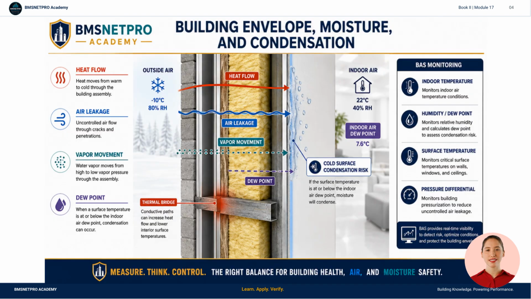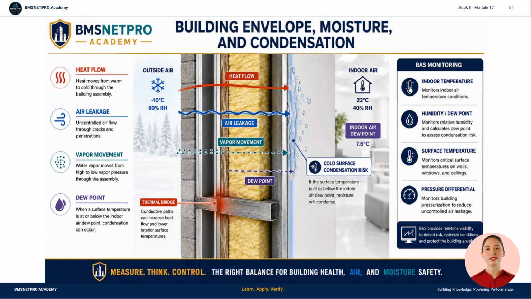This visual shows the three paths we need to understand: heat, air, and moisture. Heat moves through the assembly. Air can leak through gaps, joints, doors, roof penetrations, shafts, and discontinuities. Moisture can move as bulk water, vapor, capillary action, or moisture carried by airflow. The BAS monitoring panel shows useful evidence: indoor temperature, humidity, dew point, surface temperature, and pressure differential. The lesson is that condensation risk is not just a temperature problem. It is a heat, air, and moisture problem.